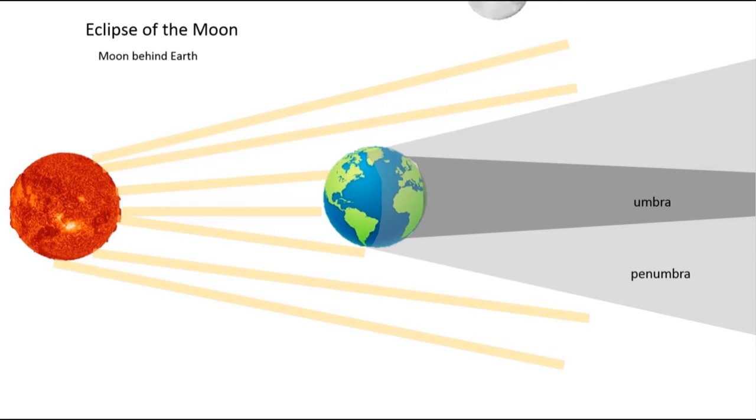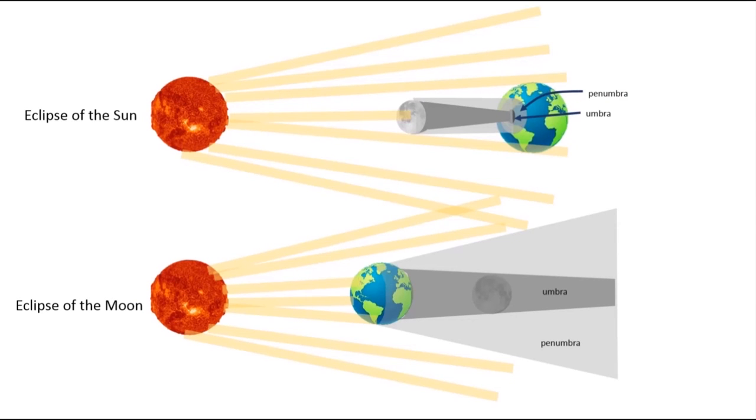Let's compare the two eclipses here. Notice the smaller shadow of the moon on Earth during the solar eclipse. In a lunar eclipse, the shadow of Earth on the moon is larger, which means more people are likely to see a lunar eclipse than a solar eclipse.